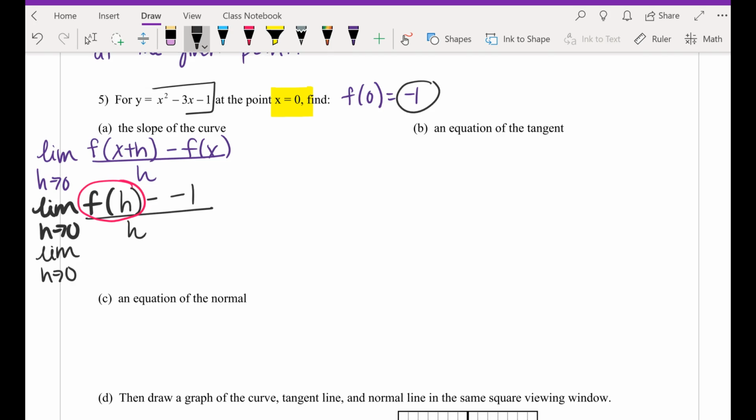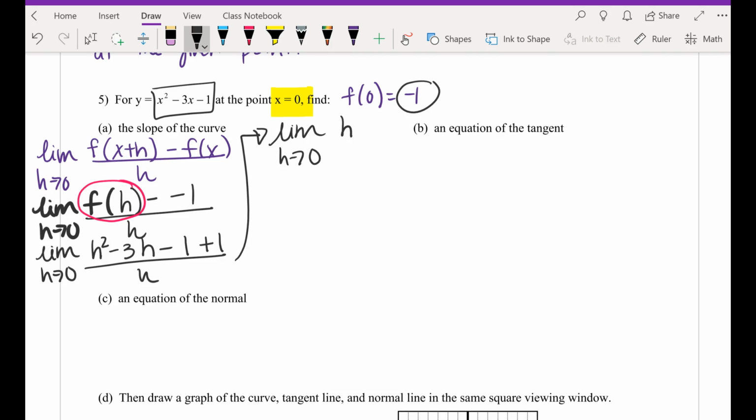Right. Would you guys agree? So it's going to be what? h squared. What else? Minus 3h minus 1. Minus the negative 1, can I write a plus 1? All over h. What happened to our 1s? They cancel. So limit as h approaches 0, I have h squared minus 3h all over h. What are you going to do now? Factor out an h. So that means you're left with an h minus 3 all over h. Can I cancel my h?